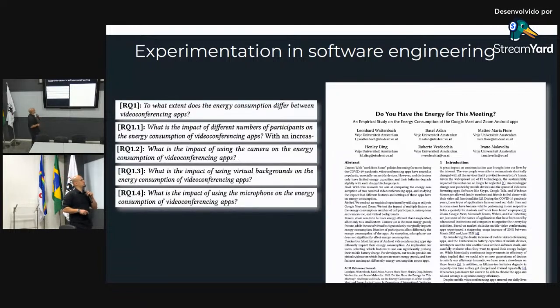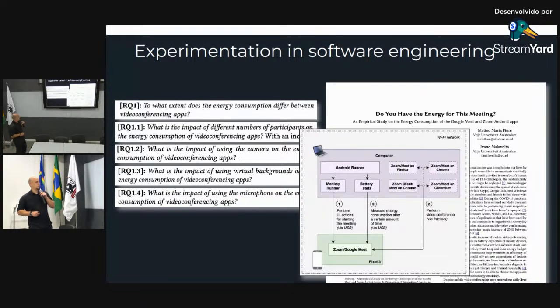So what we did is, as Galileo would suggest, we formulated some questions, such as to what extent different apps consume energy, what the impact of the number of participants on the energy consumption is, and what the impact of camera usage, virtual backgrounds, and using the microphone is. These are the questions we want to answer.